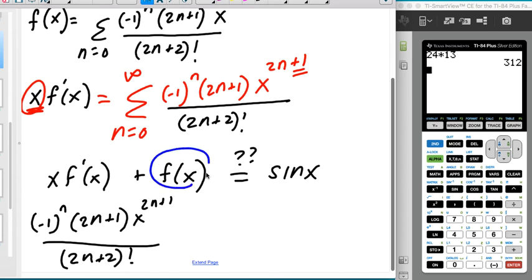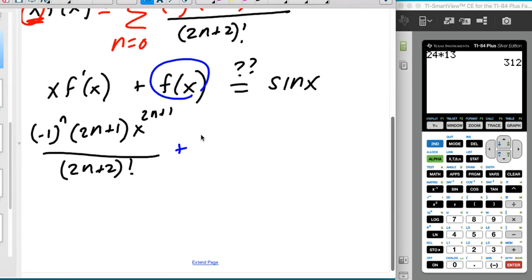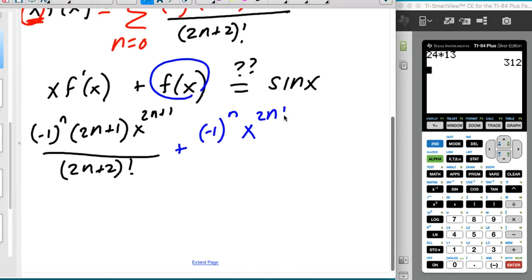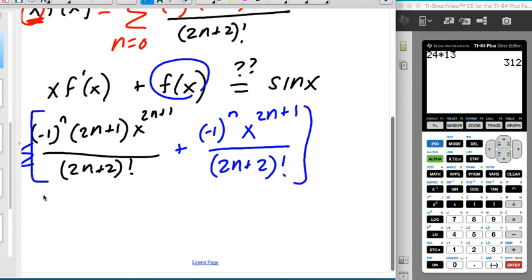This guy we were given was (-1)^n x^(2n+1) all over (2n+2) factorial. And in both of the cases, so the whole thing, I'm going to put them all in one series, right? They were summing from n is 0 to infinity. I just kind of ran a space. And the question again is, does that equal sine? That's what we're trying to show.